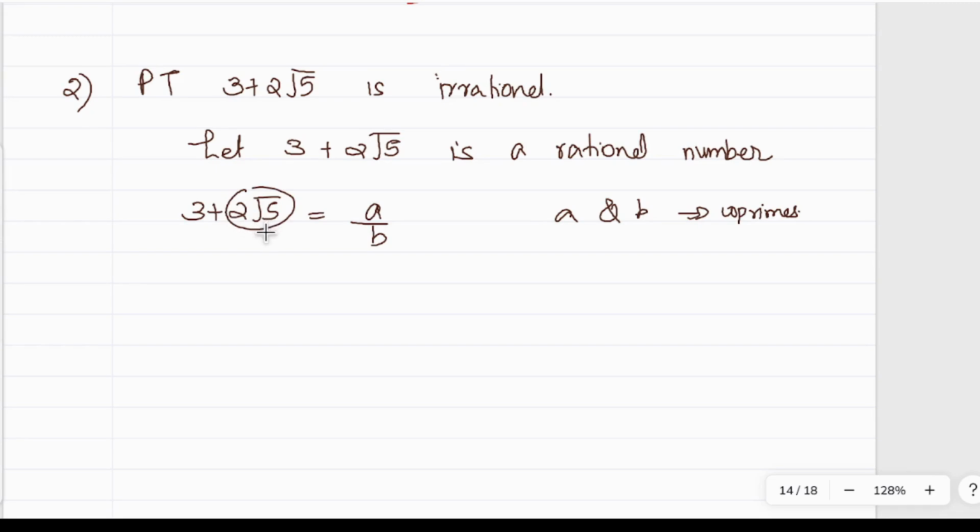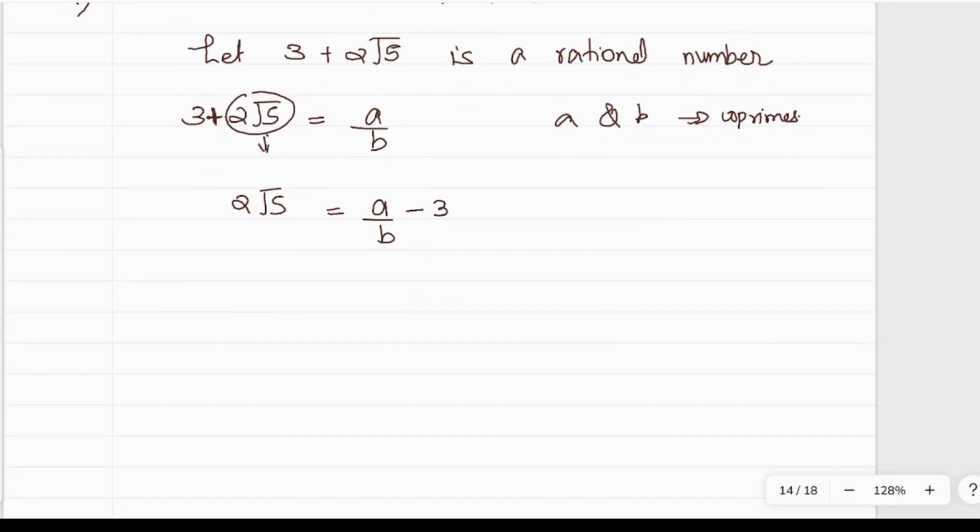Okay, because this is the number where I'm having the irrational number. So this I will keep it here, because since my sign is positive, I'm not moving that part. So I will just keep the 2 root 5 here and I will move 3 to the opposite side. So what I will get? I will get a by b minus 3. So this can be again written as what? A minus 3b divided by b once after taking the LCM. That is 2 root 5 is equal to a minus 3b divided by b.